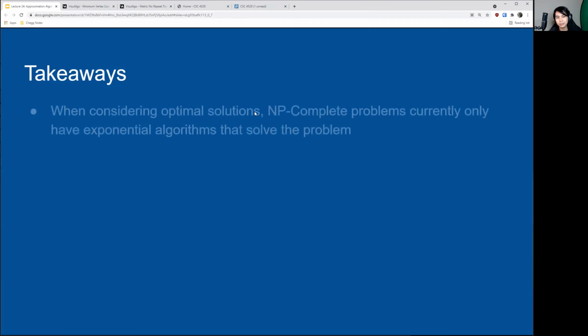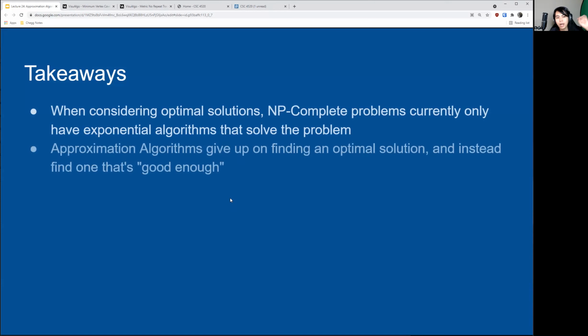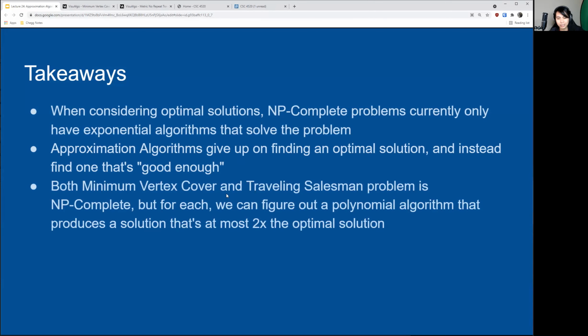Okay, so when we are considering optimal solutions, NP-complete problems only have exponential algorithms that solve the problem, right? In other words, we're screwed if we're trying to find the best solution every single time. Approximation algorithms give up on trying to find the optimal solution, and instead find one that's good enough. Minimum vertex cover and traveling salesman are both NP-complete. They both have algorithms that are at most 2 times the optimal solution.